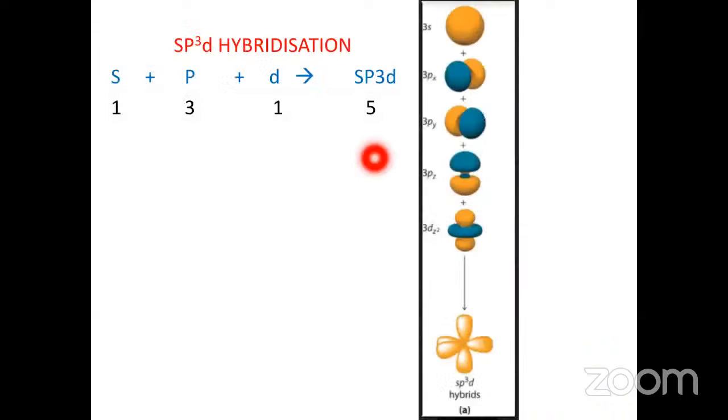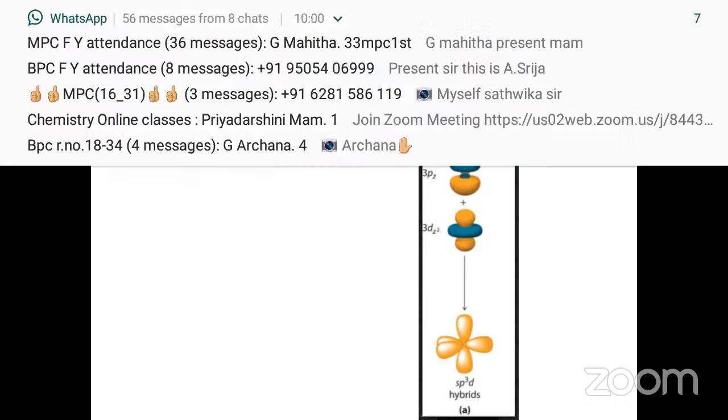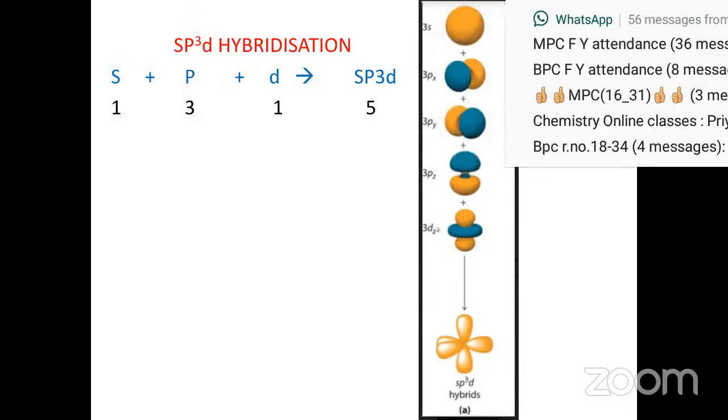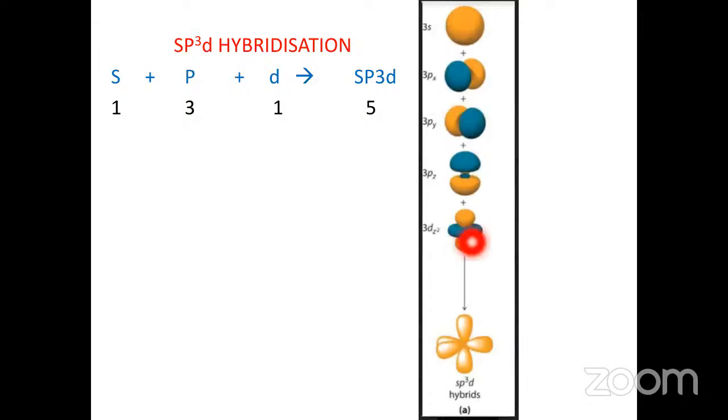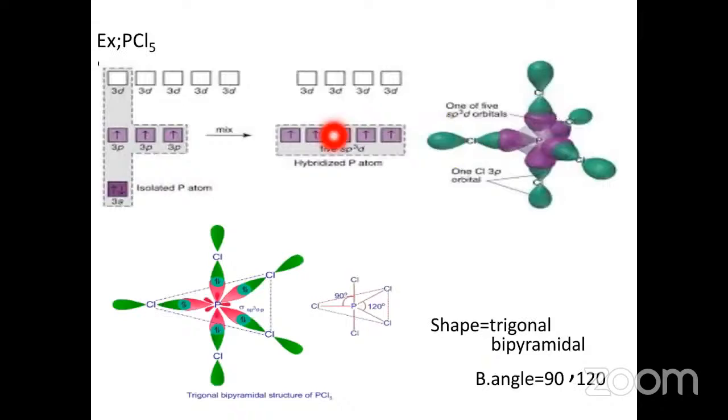Now sp3d hybridization. Here one s orbital, three p orbitals and one d orbital intermix to form the 5 sp3d hybrid orbitals. This process is known as sp3d hybridization. Example, PCl5. In this PCl5, the central atom is phosphorus. Its atomic number is 15 and its electronic configuration is 1s2, 2s2, 2p6, 3s2, 3p3.